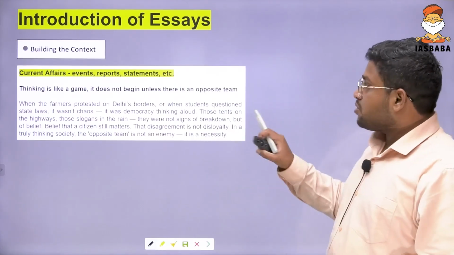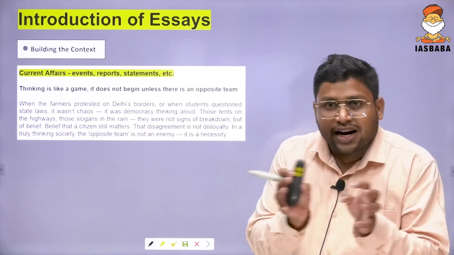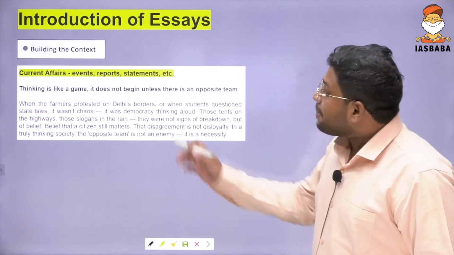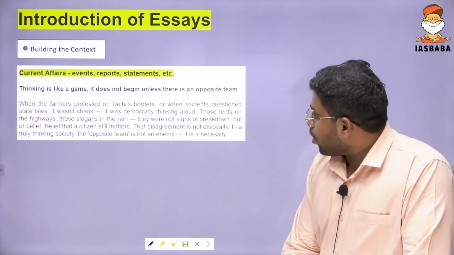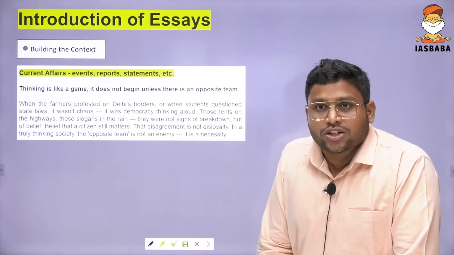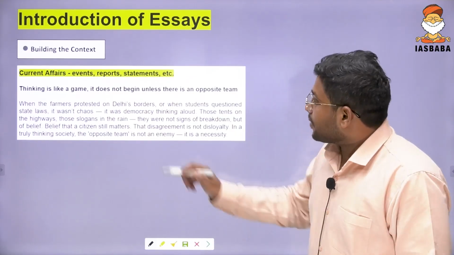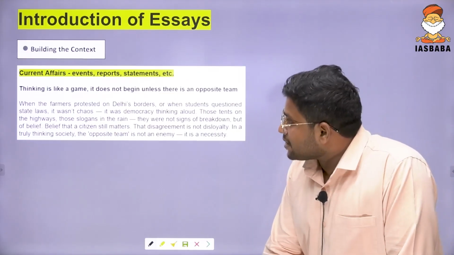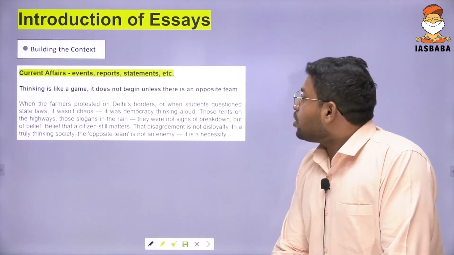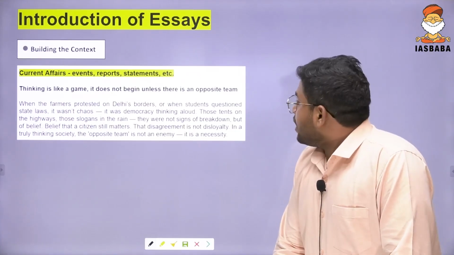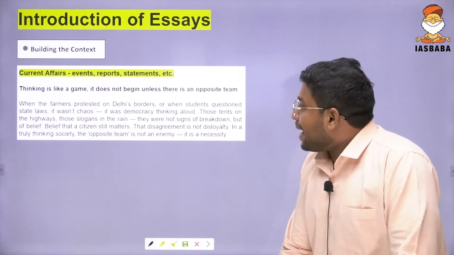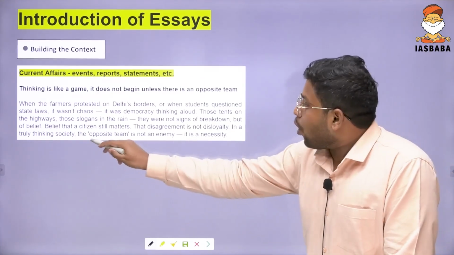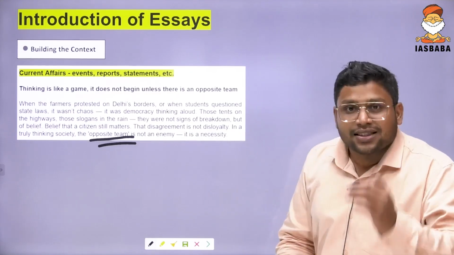Now, one of the ways to start this essay is using our understanding of current affairs. See, when the farmers protested on Delhi's borders, or when students questioned state laws, it wasn't chaos. It was democracy thinking aloud. Those tents on the highways, those slogans in the rain, they were not signs of breakdown, but of belief. Belief that a citizen matters, that disagreement is not disloyalty. In a truly thinking society, the opposite team is not an enemy, it is a necessity.